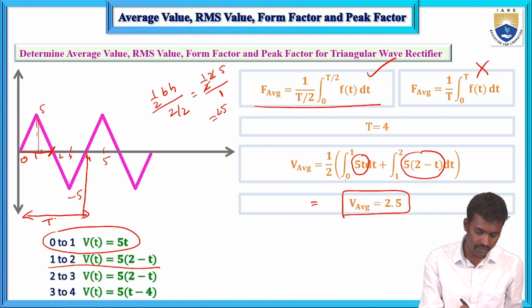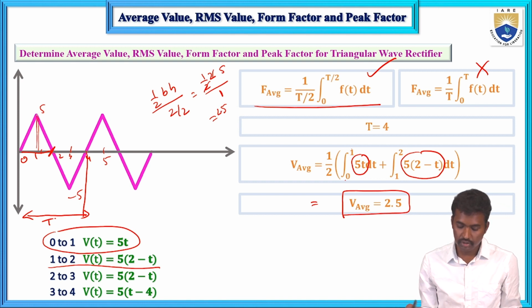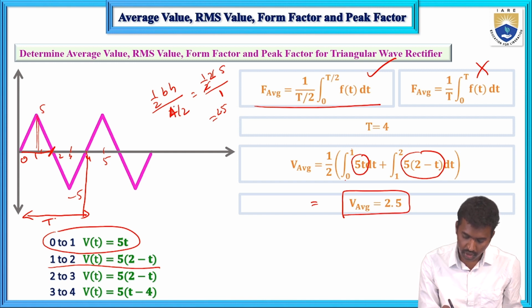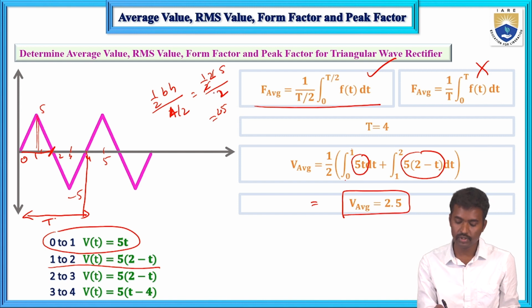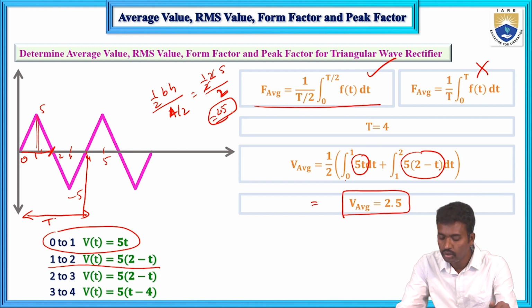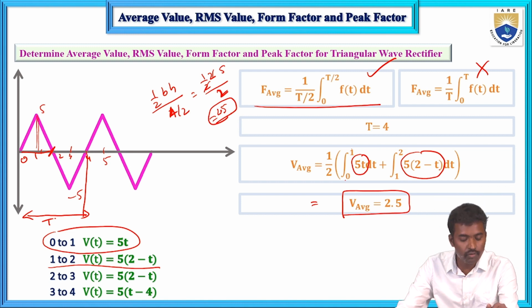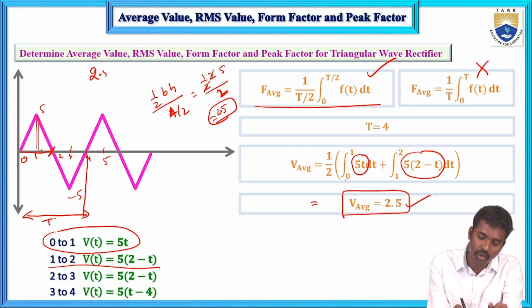Total height is 5, and this is 4 by 2, total time period by 2, that is 2. So we get 2.5. In two ways we got the same value, by integration and by area. Area under the curve divided by total time period for a symmetrical waveform, or area under the curve for half alternation divided by half time period. Here we got the average value equals 2.5.